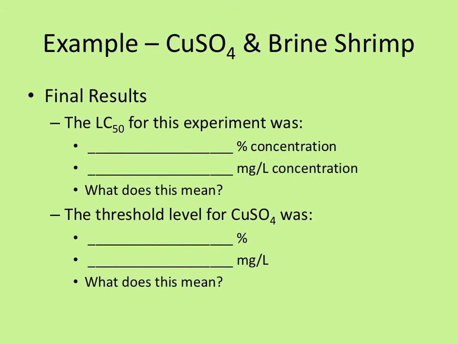So to summarize, when we calculate the exact LC50 from the graph, it was a 0.07 concentration or 0.35 milligrams per liter concentration. What does that mean? It means if you made in this experiment a 0.07 concentration of copper sulfate, or that's the same in this experiment as 0.35 milligrams per liter concentration, that 50% of the test population died. The threshold level for these were 0.001 and 0.005, which means that was the point where we started to see increases in the amount of mortality.